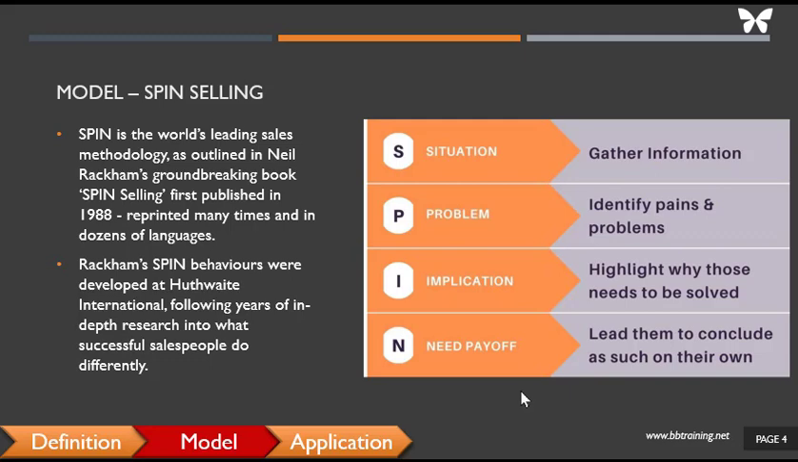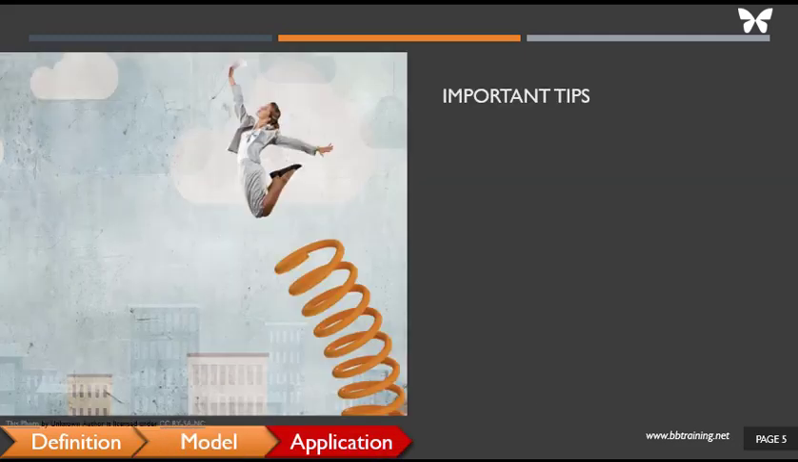So my dear friends, SPIN selling is a wonderful concept. Read about it, or let us know. We will be able to help you with a training on this.